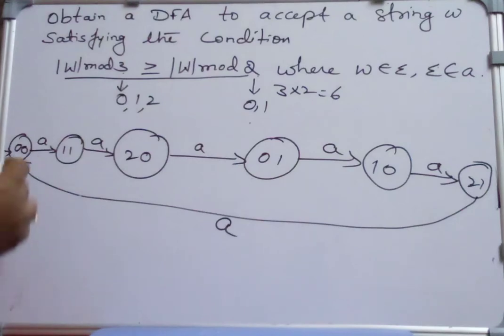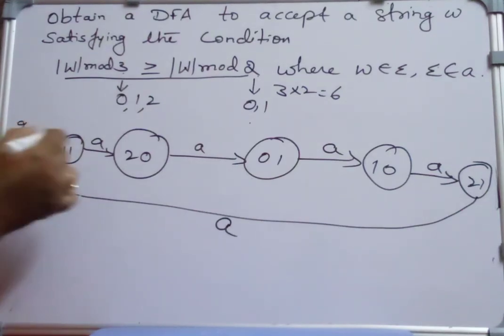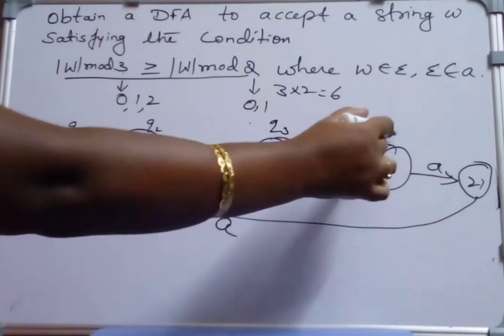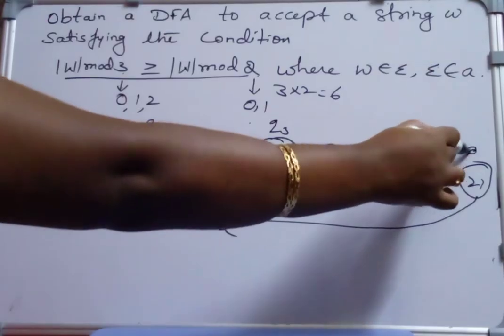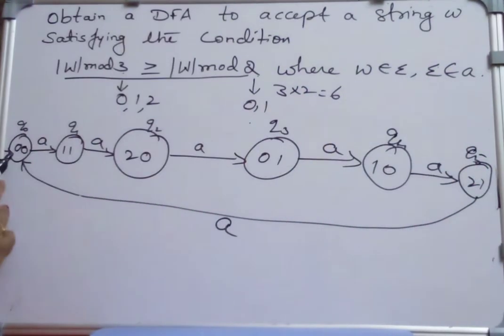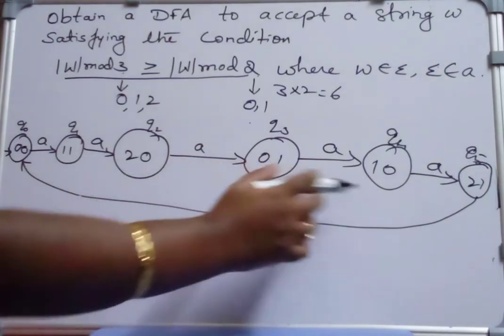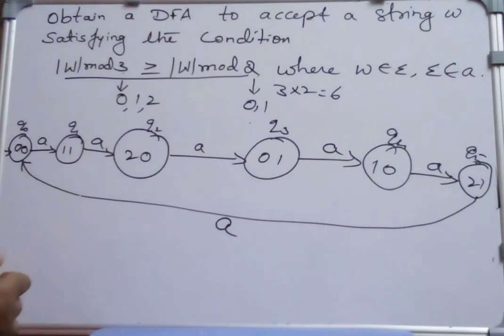So here now these are the remainders. Instead of writing the state names as Q0, Q1, Q2, Q3, Q4, Q5, I have written them as 0 0, 1 1, 2 0, 0 1, 1 0, 2 1.